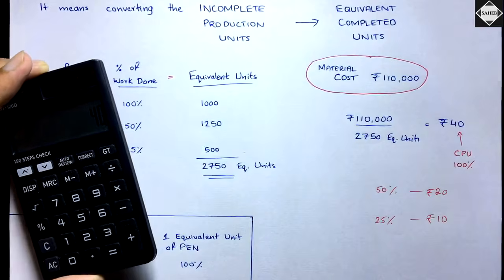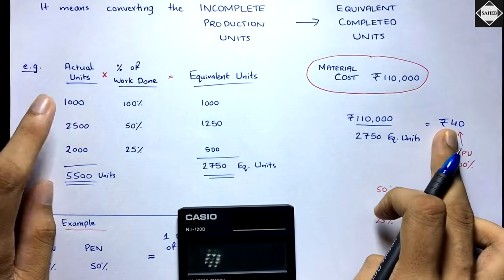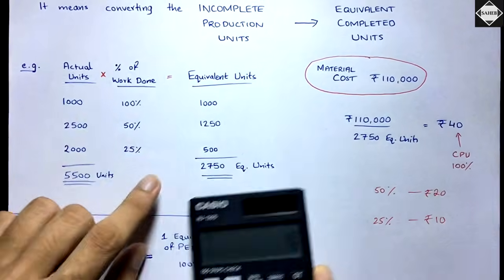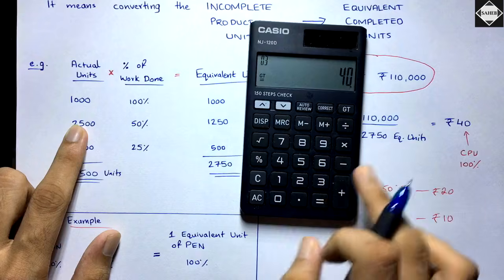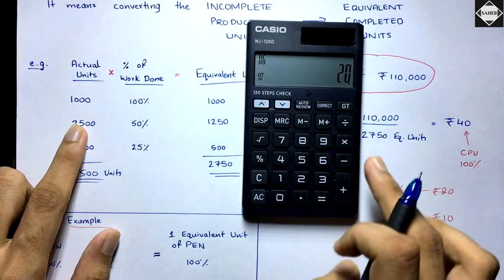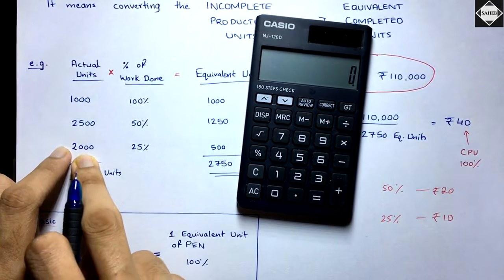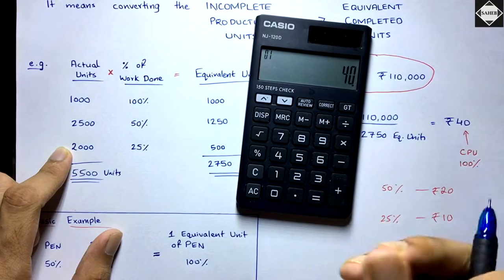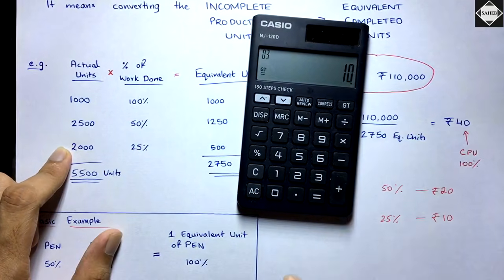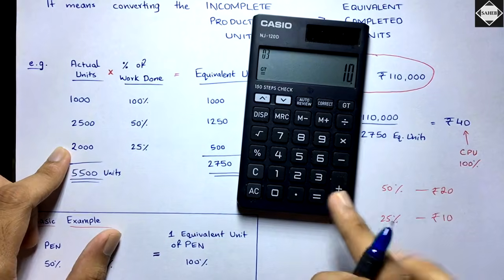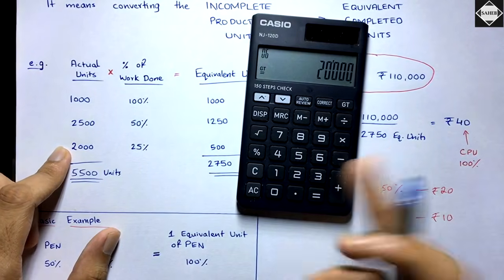Now what can you do? Easily you can use 40 for these 1000 units, 40 rupees for 1000 units, because this is 100% work done. And if you want to value these 2500, you are going to find 50% of that. 40 into 0.50 is equal to 20. So 20 into 2500 is the value of these items. And to value this, you take that 40 rupees equivalent price into 25%, 0.25, which is equal to 10 rupees. You value these 2000 at 10 rupees, and it would be a proper allocation of cost. This is what you can easily do. If you say 60%, what are you going to do?